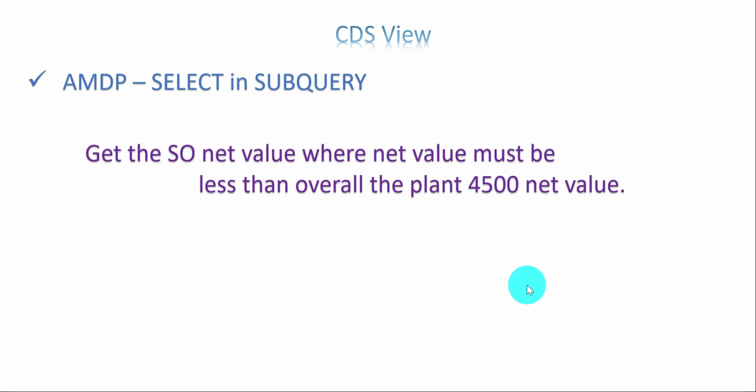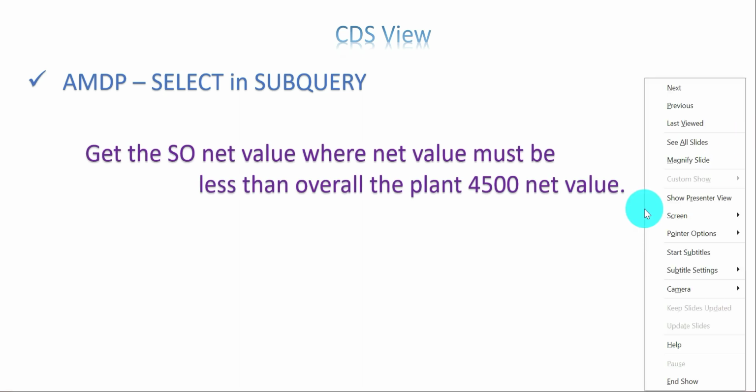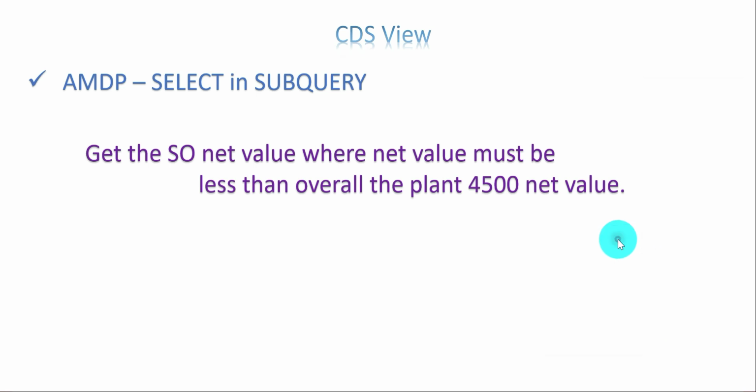So the next scenario where a subquery might be required: I need a sales order whose net value is less than the overall planned net value. So that is the idea. Here my business requirement is going to be satisfied with the same table, VBAP. So my main query is executed on VBAP and the subquery is also executed on VBAP.